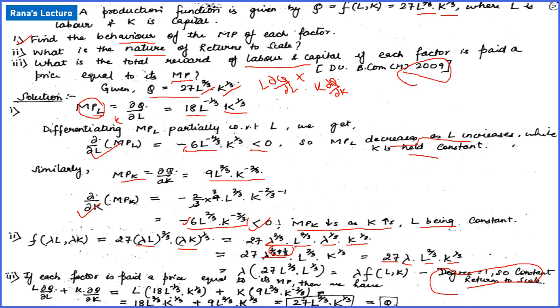Right? Now, third part of the question we have already discussed over here. आप क्या करोगे? जो भी आपका ये आया, delta Q by delta L, delta Q by delta K, आप इसको value substitute करो and you simplify this, you will get 27 L to the power 2 by 3 into K to the power 1 by 3. That is equal to your original function, that is Q. So your total product is exhausted, right?